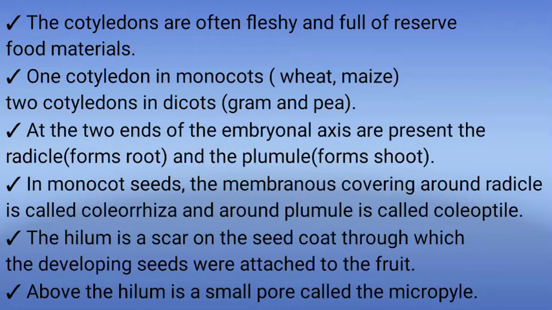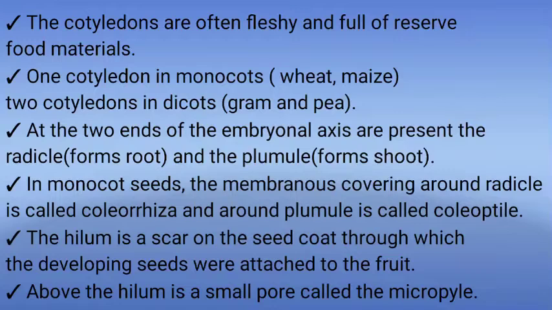Cotyledons are often fleshy and full of reserve food material. One cotyledon is present in monocotyledonous plants. Examples: wheat and maize. Two cotyledons are present in dicotyledonous plants. Examples: gram and pea. At the two ends of the embryonal axis are present, one end is called radicle and the other end is called plumule.